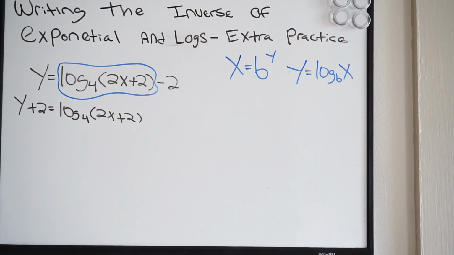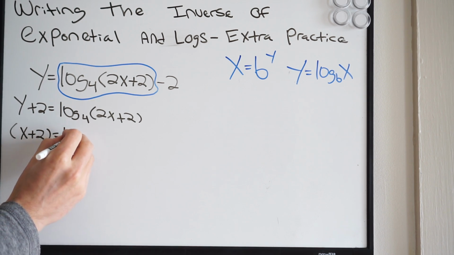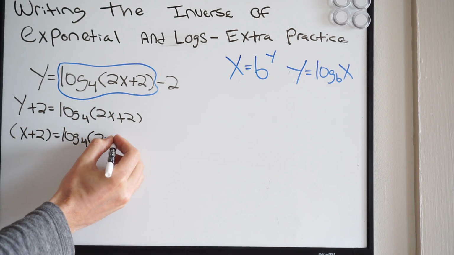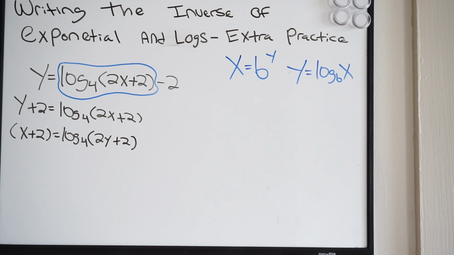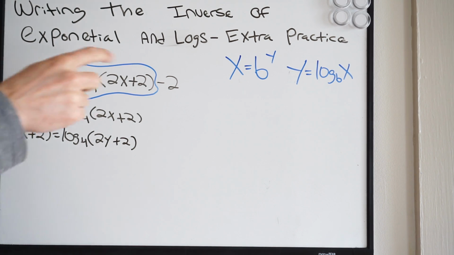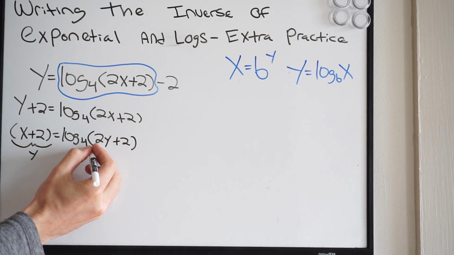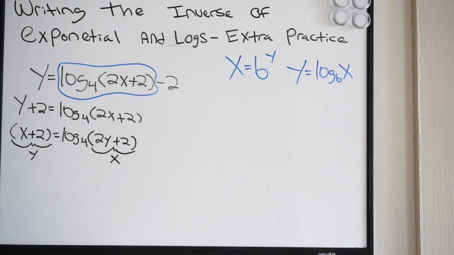Now that I have the log isolated, I can replace my x and y values. So I'll have x plus 2 equals log base 4 of 2y, replacing the x with y, plus 2. At this part, we want to put it into its exponential form. In order to do that, we know that this whole part right here is going to be my y, and this whole part right here is my x.